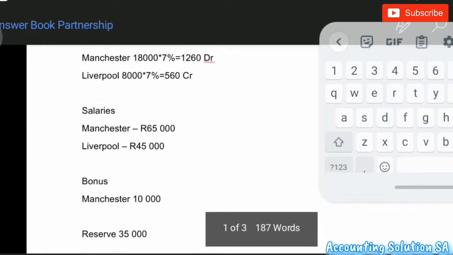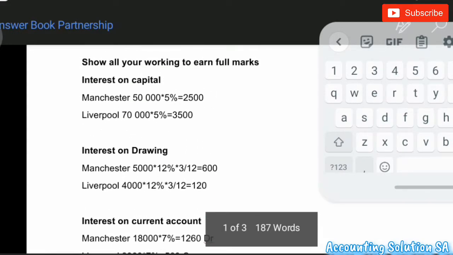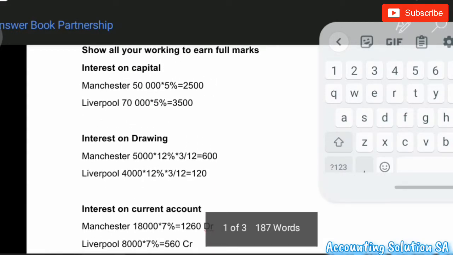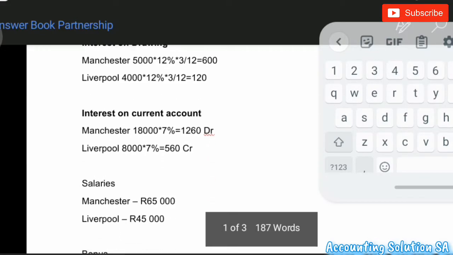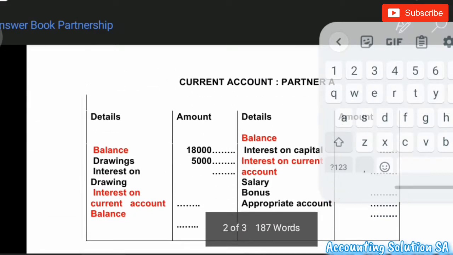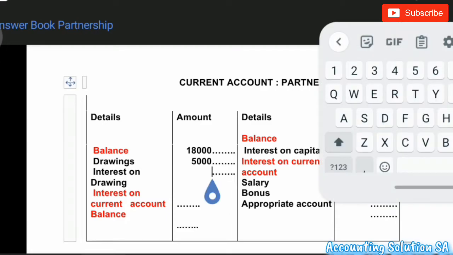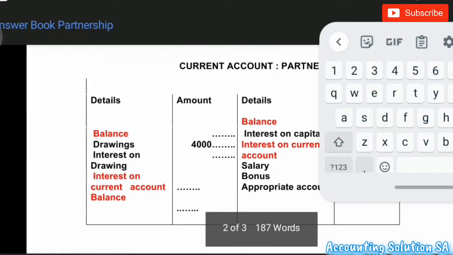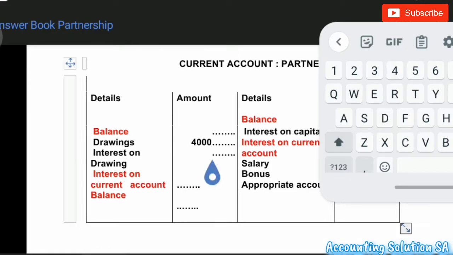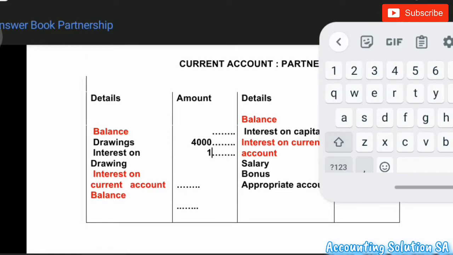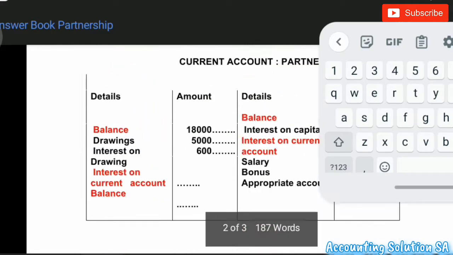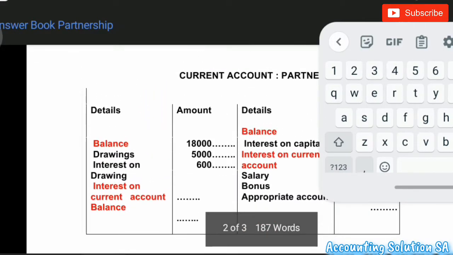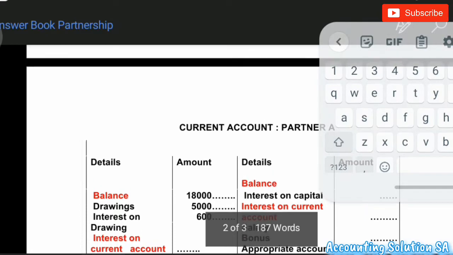Okay, now let's check interest on drawings. Yes, we calculated it. Interest on drawings: Manchester 600, Liverpool 120. Very simple. We are just transferring now because we already calculated everything. 600 for partner A. For partner B, interest on drawings is 120. Simple.